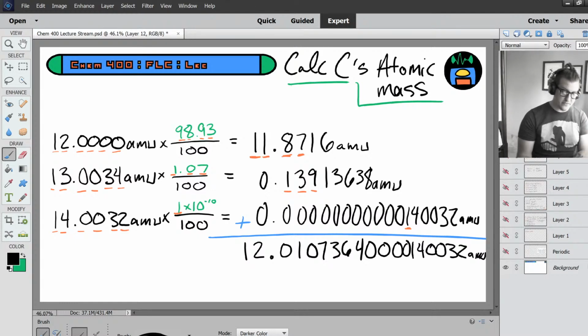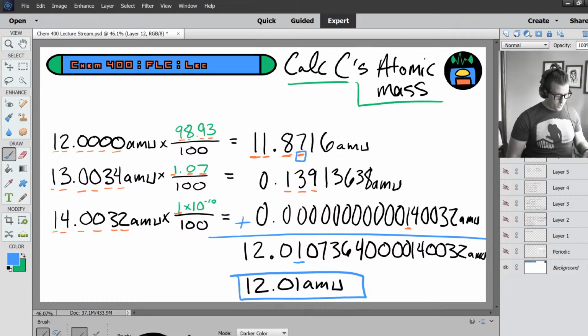Now we have to apply the rules for sig figs for addition, which are different than multiplication and division. When you're dealing with addition, you have to go with the least precise number. And our least precise number is that 11.87. Its last significant digit is in the second decimal place. So you have to round your entire number to the second decimal place. So our correct answer with the correct value, sig figs, and units is 12.01 AMU. All right, that is our correct answer.